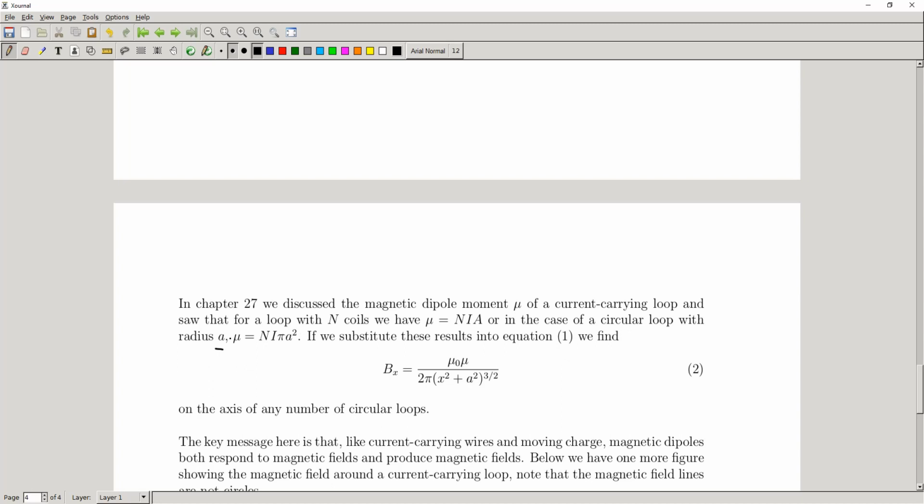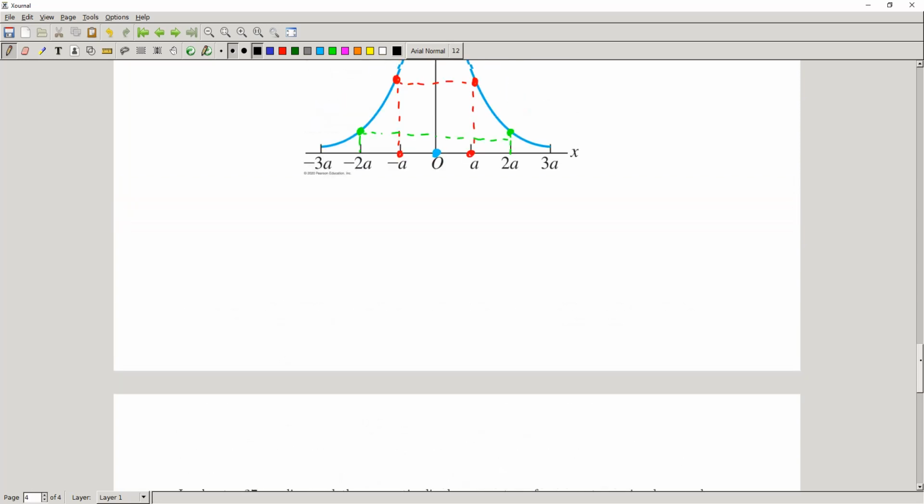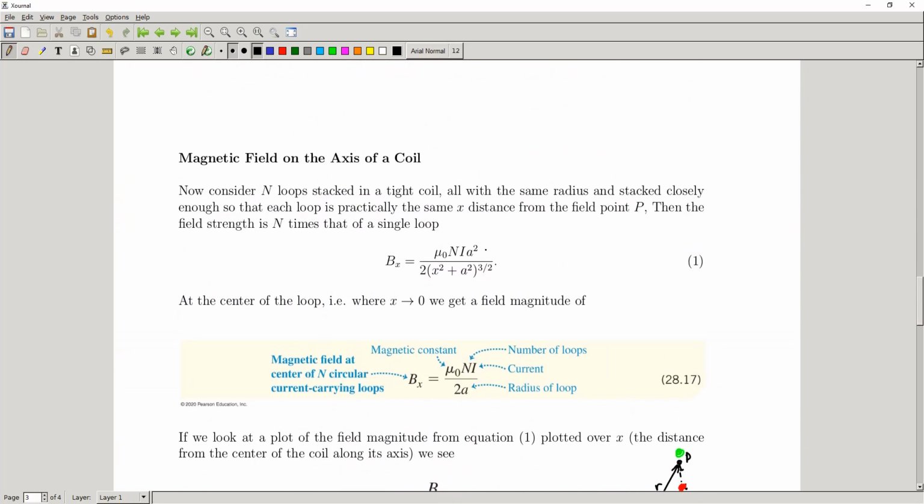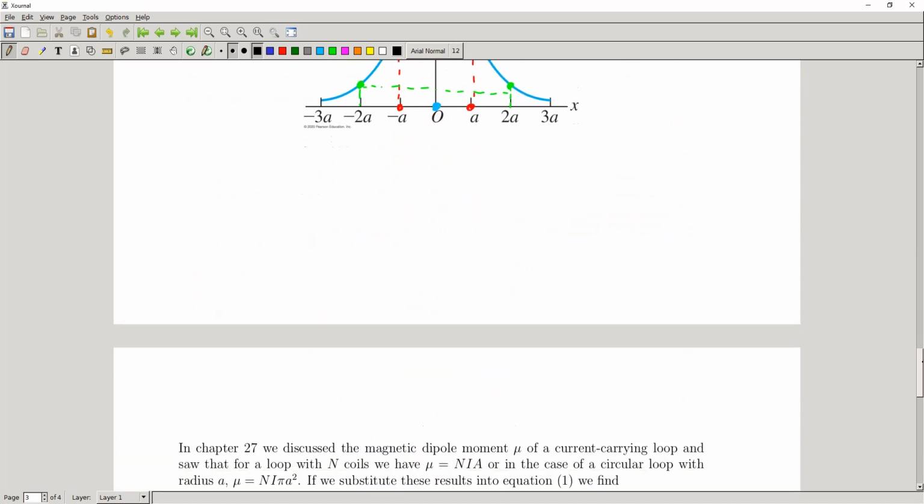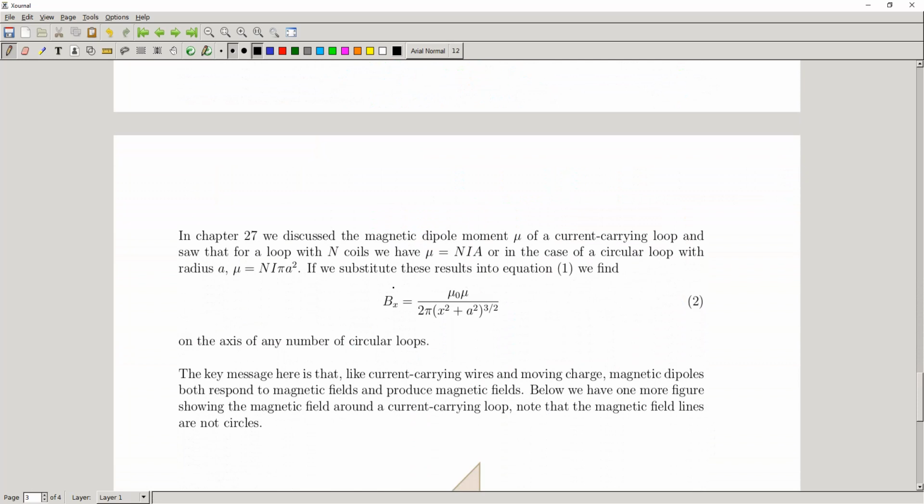If we then take this expression here and substitute it back into equation 1 from here, we can see that we have NIA squared, so we just have to worry about getting a pi in there. We're going to end up with an extra pi in the basement. But we end up with this expression here, okay? And so this is an expression for the strength of the magnetic field along the axis of our coil, written in terms of its magnetic dipole moment, right?